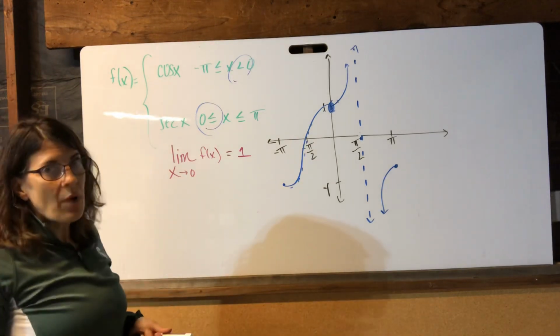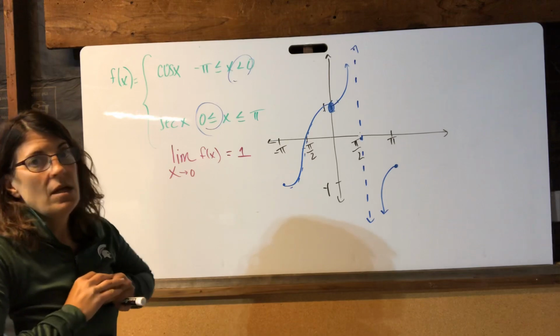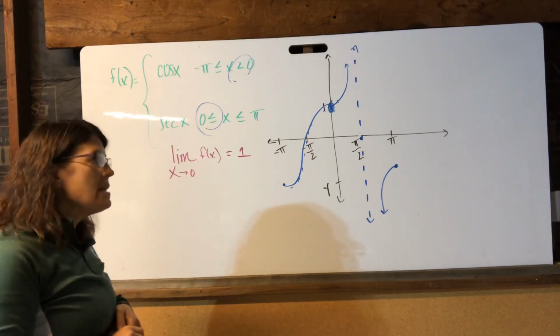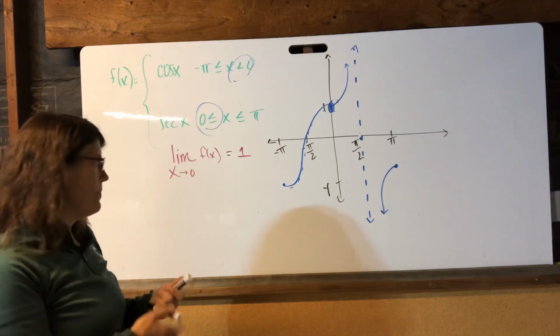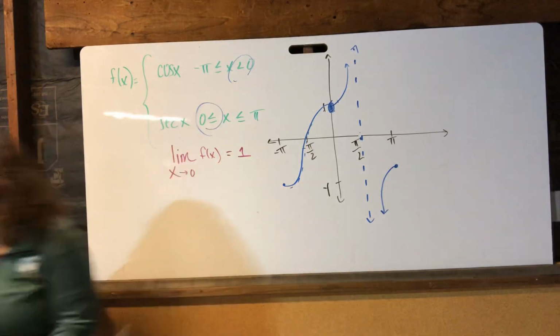Okay, the next problem is overall limits. So I'm going to ask you, where does a limit exist? Where does it cease to exist, etc.? So here are the key things you should look at.